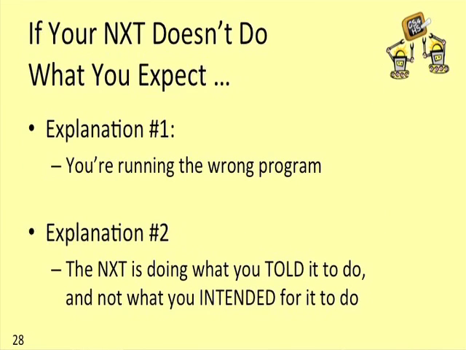So let's just review what we learned in the last 2 lessons. We've seen 2 situations in which your NXT may not do what you expect it to do. In the previous lesson, we didn't notice that the program listed as ready to run on the NXT screen was not the program we intended to run. In this lesson, we assumed that the NXT was smarter than it really is and didn't realize that we had to explicitly tell the NXT to do something, in this case, wait for 2 seconds.